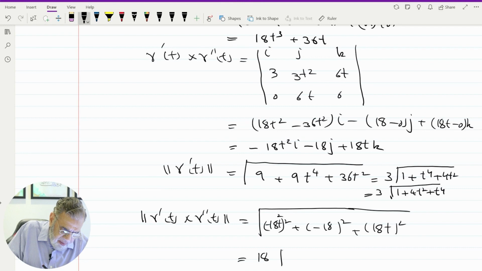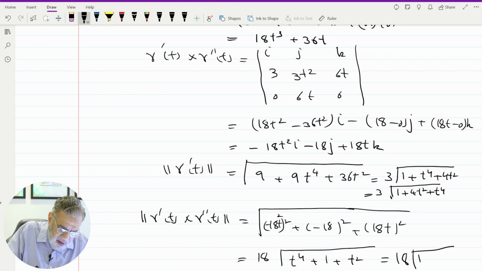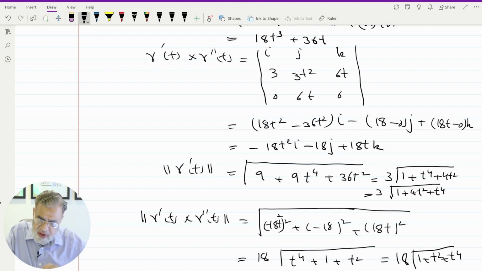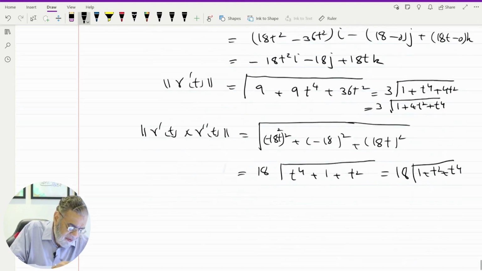And then here we come to t to the power 4. Get 1 and here we get t square. I just make the arrangement. I can write here 18, and the root sign we get here 1 plus t square plus t to power 4. So we have just calculated the dot product and we have to calculate the cross product. Now we can apply a formula.